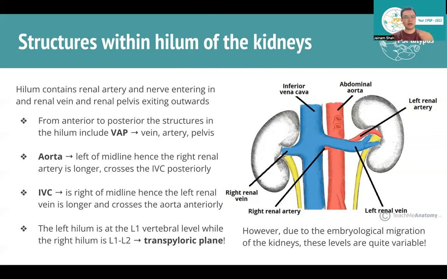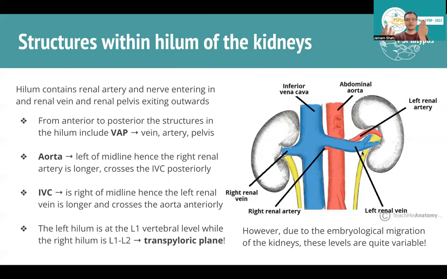So then it makes sense what I'm about to say next, which is that because the aorta is on the left and posterior, the right renal artery is much longer because it has to travel a fair distance to get to the right kidney, and it will also pass behind the IVC, as you can see in the diagram here. Same with the IVC, right? Because it's on the right, it's at the front. We know that the left renal vein will have to be longer because it has to travel more distance. Plus, it'll be in front of the aorta because it's anterior.